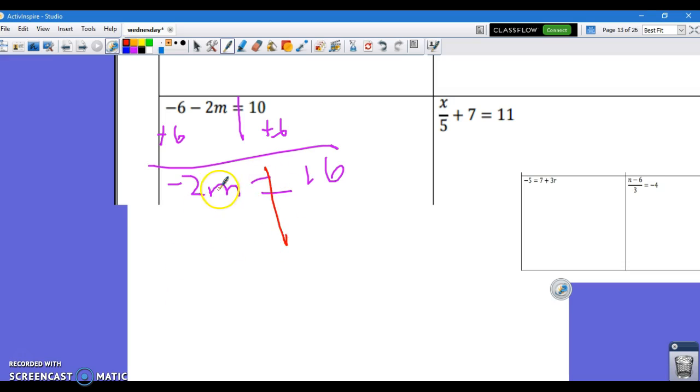Now to get m by itself, since this means multiply, we will divide. That cancels out, leaving you 1, which is invisible. Negative 2 goes into 16, 8 times. It will be a negative 8. M equals negative 8.